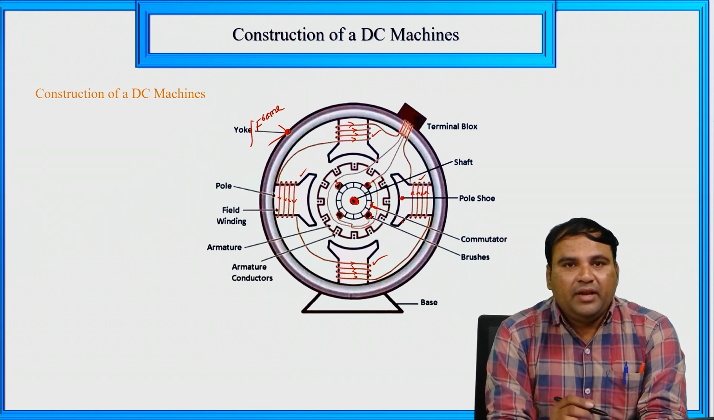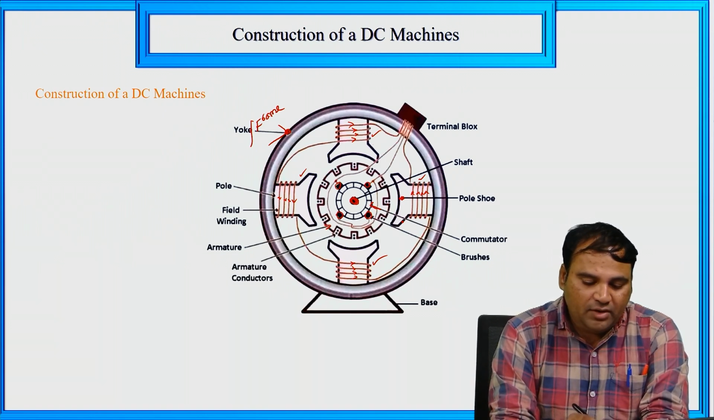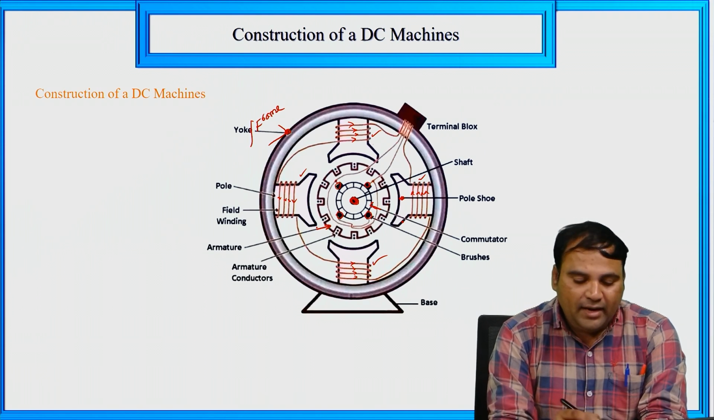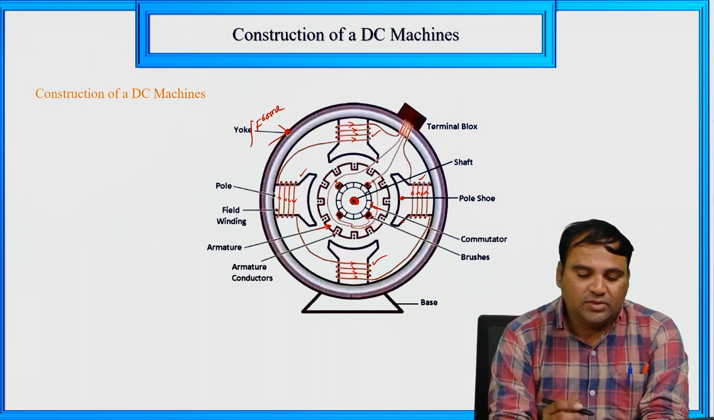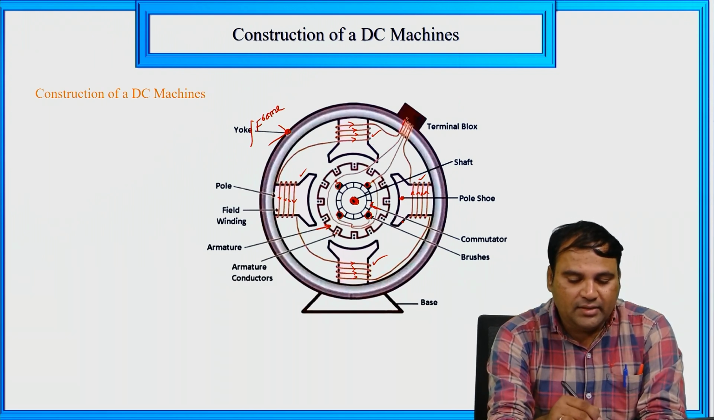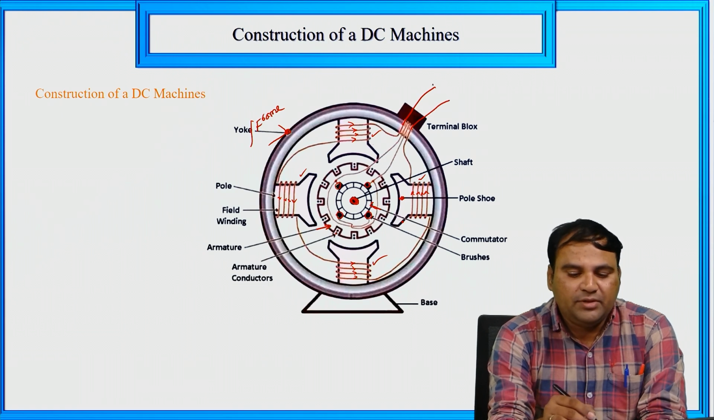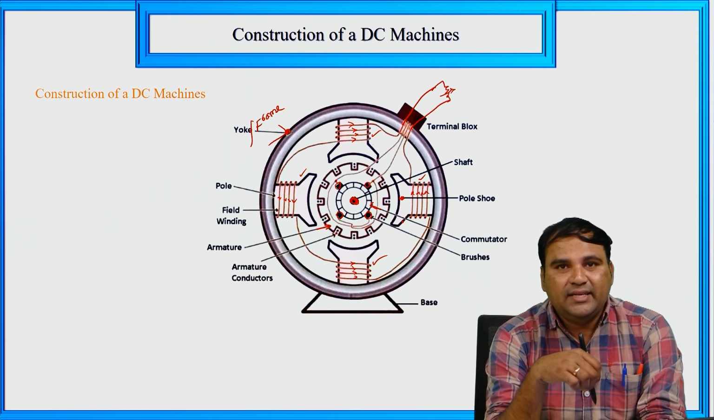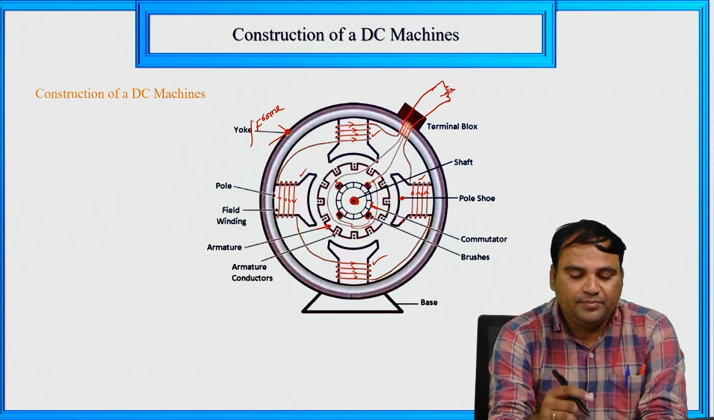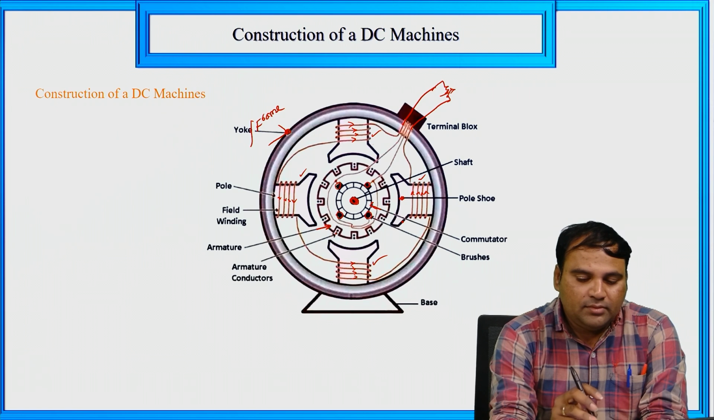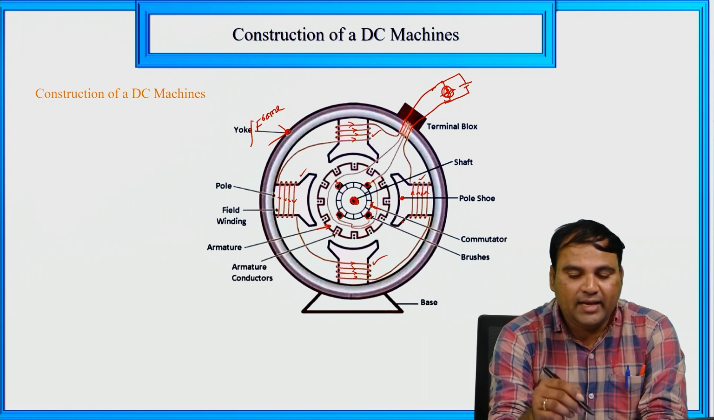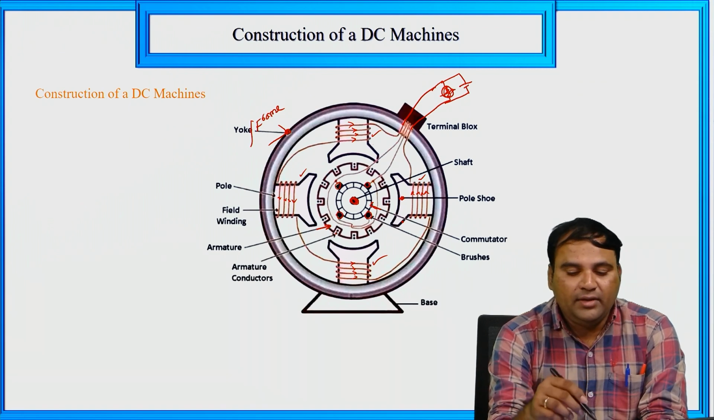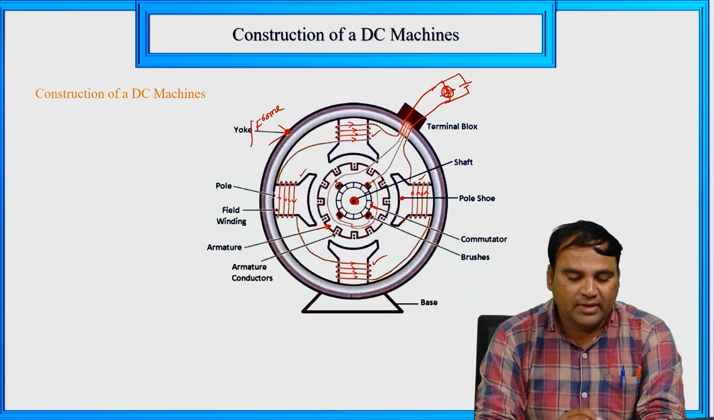Now we have the armature. This part we can call the armature, and in this armature we have the armature conductors. Suppose we have the supply on this side. If we give the load, it acts as a DC generator. If we give the supply, it acts as a DC motor. So now we'll discuss one by one.